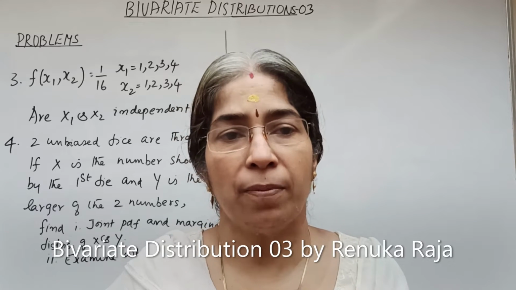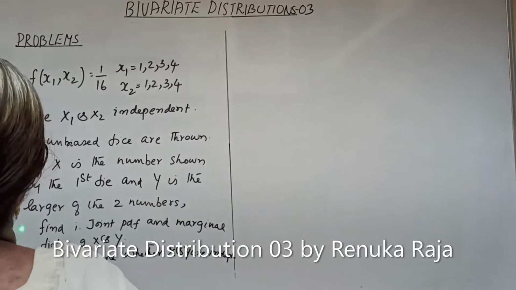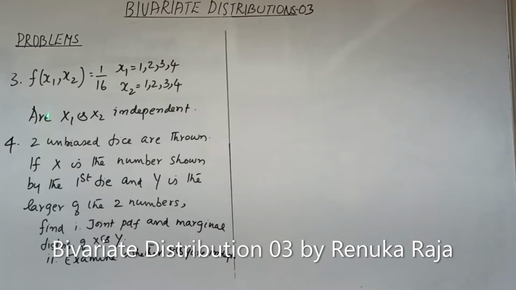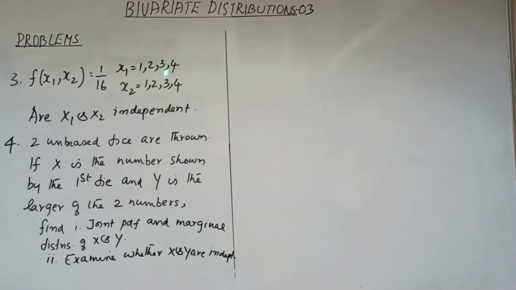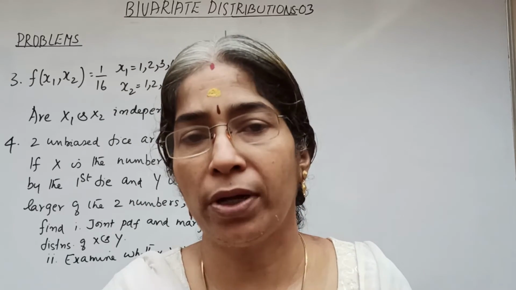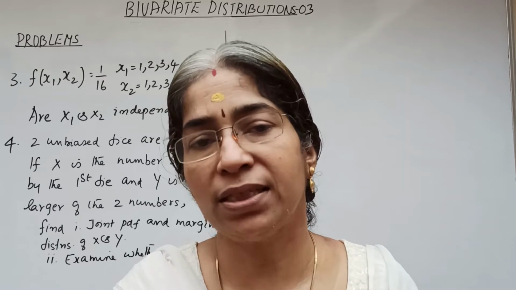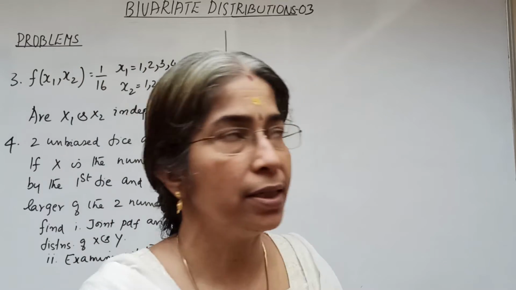Let us continue the problems on bivariate distributions in the discrete case. We shall consider the problem: given f of x1, x2 equal to 1 by 16 for x1 equal to 1, 2, 3, 4 and x2 equal to 1, 2, 3, 4, check whether x1 and x2 are independent. We have already discussed that f1(x) into f2(y) equal to f(x, y) for all x and y implies that the variables x and y are independent in the discrete case.